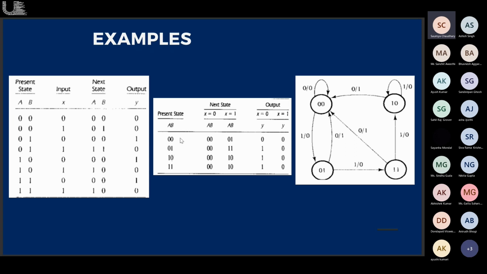Here we are just reducing the number of columns and rows. So here, if the state of the circuit is 0, 0, and we give the input 0, the next state will be 0, 0. If we give the input 1, the next state will be 0, 1. Similar things you can write in any of these ways. And this is the state diagram for the corresponding state table.